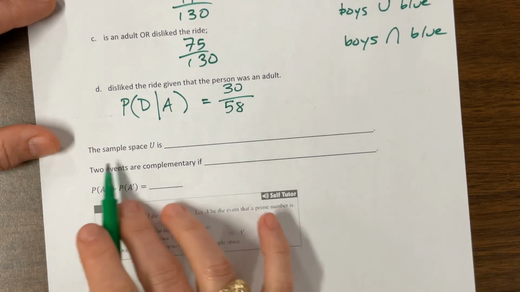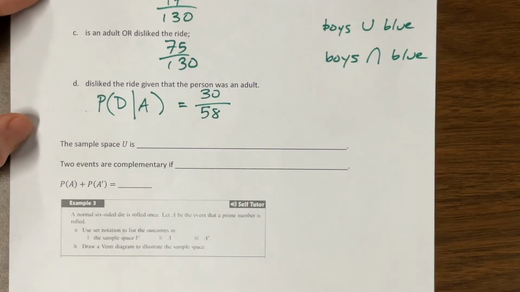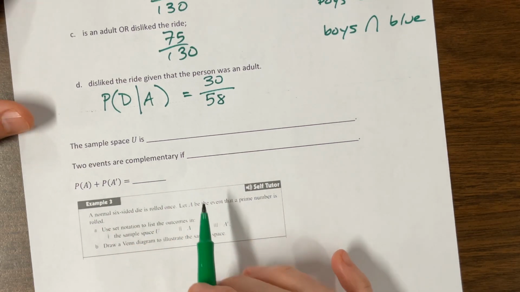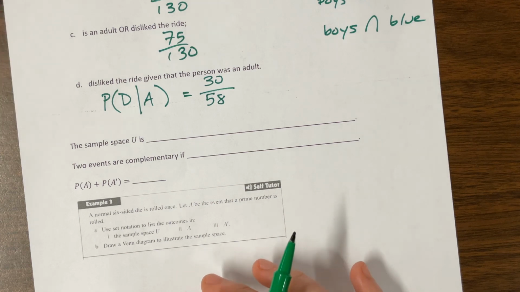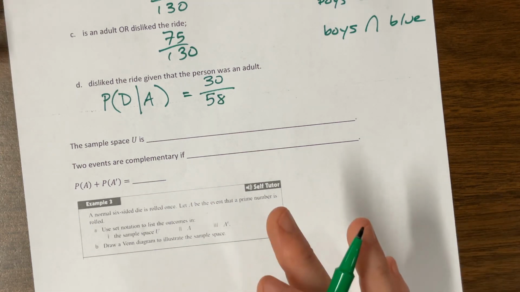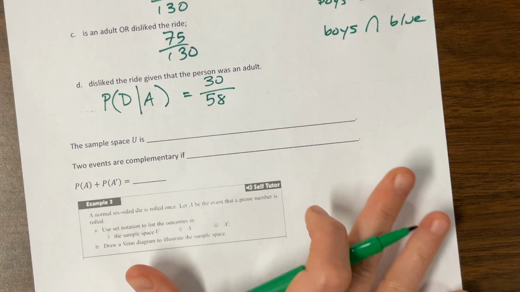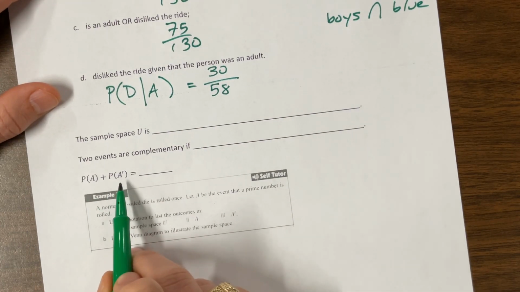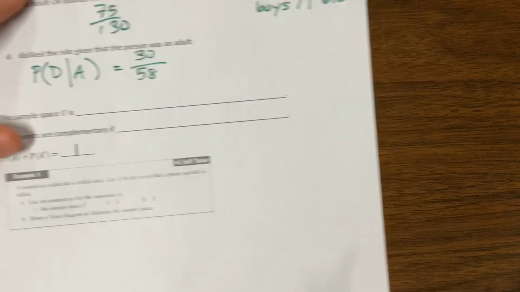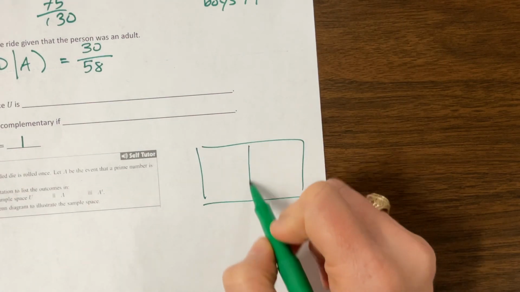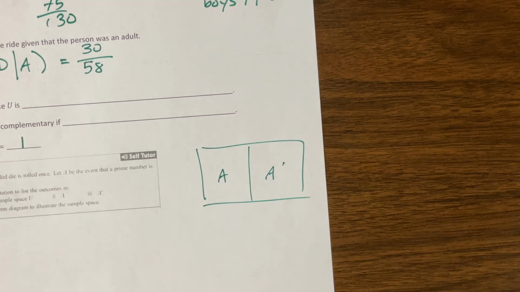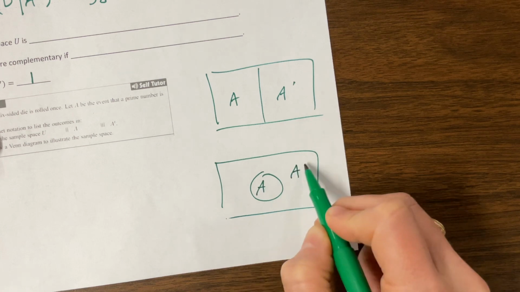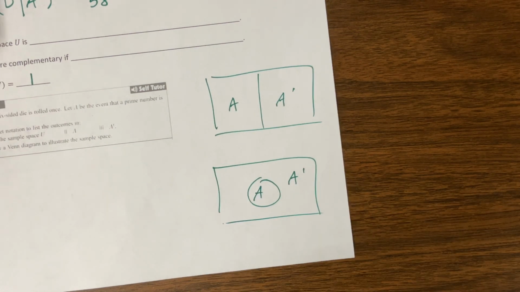The sample space U is the universal set, and it tells us what world we are living in. Two events are complementary if together they make up the universal set and no element in one is also in the other. So the probability of A and the probability of the complement of A would equal 1. In a Venn diagram, here's A and here's the complement of A. Or you could say, here's your universal set and this is A inside here, and everything out here would be A prime, not A.